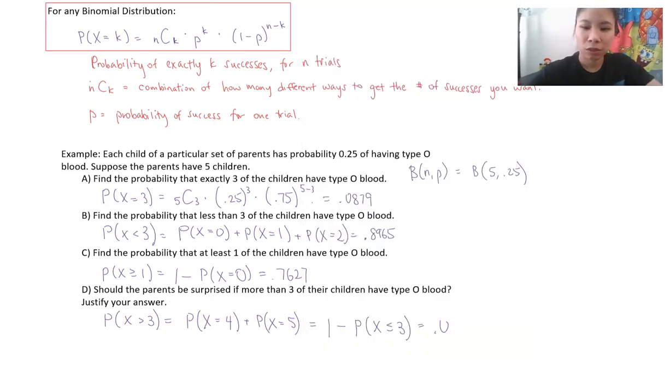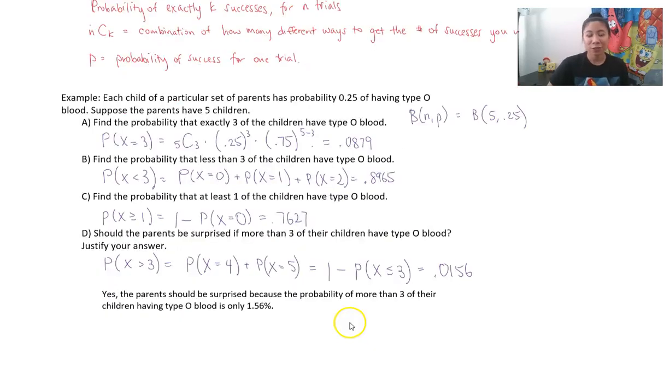So knowing that, we need to answer the question: should the parents be surprised if more than 3 of their children have type O blood? That probability is pretty small, which means that yes, we should be surprised, because that wasn't supposed to happen very often. So I would finish by saying, yes, the parents should be surprised because the probability of more than 3 of their children having type O blood is only 1.56%.